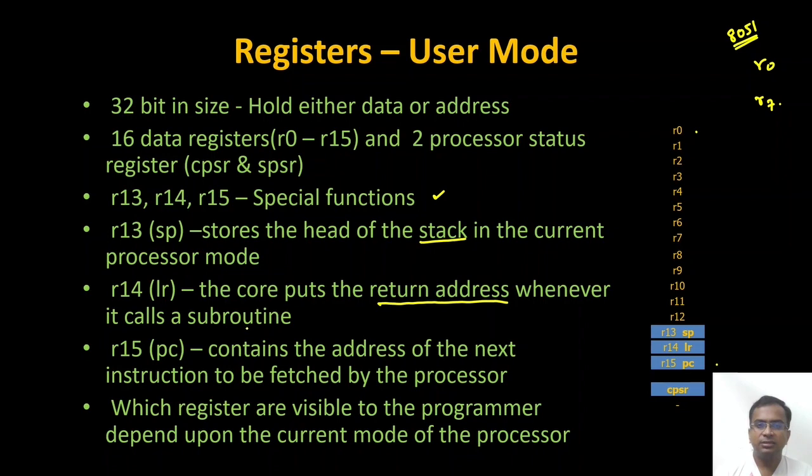So these three are special function registers. Each has a specific task and is dedicated to some job. Most probably we will not disturb these registers for our arithmetic and other operations. Which registers are available to the programmer depends upon the current mode. We have so many modes of operation in ARM architecture, and which registers are available can be understood by which mode it operates in. We will not go deep into modes right now. We will see other modes as we move towards interrupts.